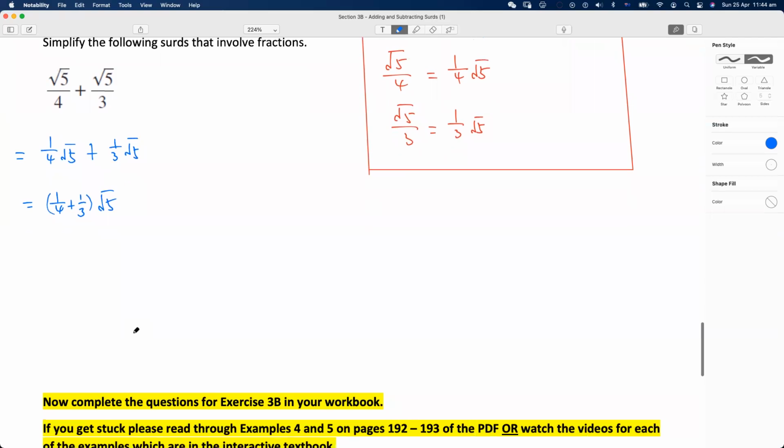Okay, so let's just work out the coefficient for that. 1 over 4 plus 1 over 3, the least common multiple would be 12. So 3 over 12 plus 4 over 12, square root of 5. So that's 7 over 12 square root of 5.